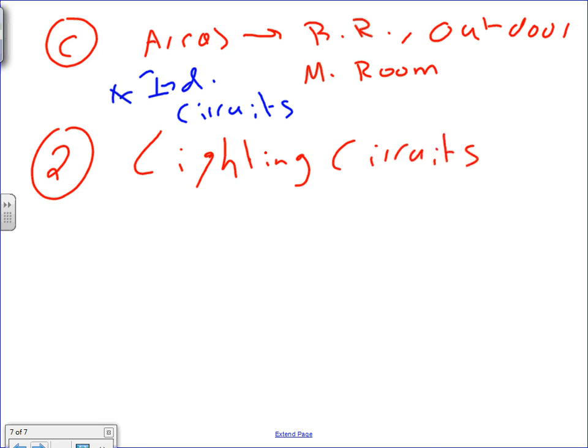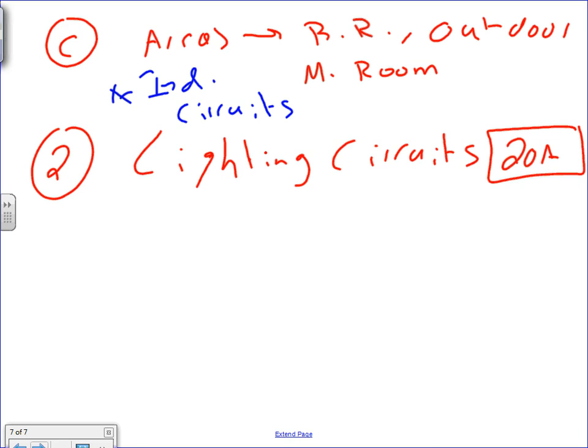Now lighting circuits, how many? Unlike receptacles, for lights we really have no idea what the volt amp of the lights is yet, right? Do we know? Because we haven't installed them yet. Do we know what the volt amp is for the lighting circuit? I want to remind you, this is also a 20 amp circuit. Everything that we're moving on with now is 20 amp circuits.